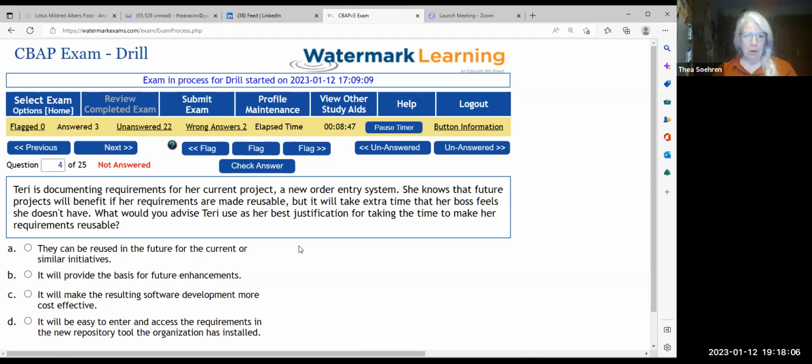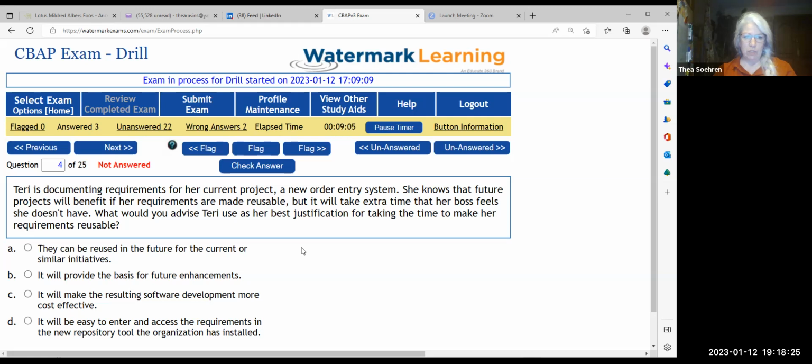Terry is documenting requirements for her current project, a new order entry system. She knows that future projects will benefit if her requirements are made reusable, but it will take extra time that her boss feels she does not have. What would you advise Terry use as her best justification for taking the time to make her requirements reusable?